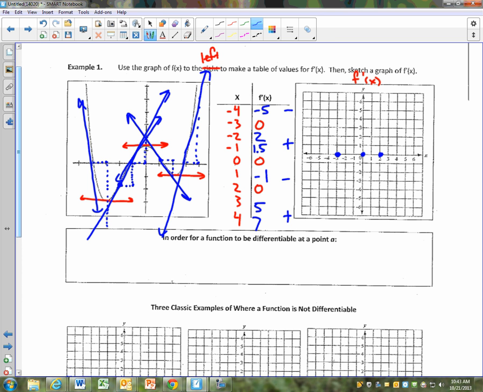So now if I simply plot these values, negative 4, negative 5, negative 3, 0 we have, negative 2, 2, negative 1, and 1.5, or negative 2, somewhere around there. 0, 0 we've got. 1, negative 1, I can draw that. 2, 0 we've got. 3, 5, 4, 7, something like that. Whatever. What kind of shape do you get? Cubic.